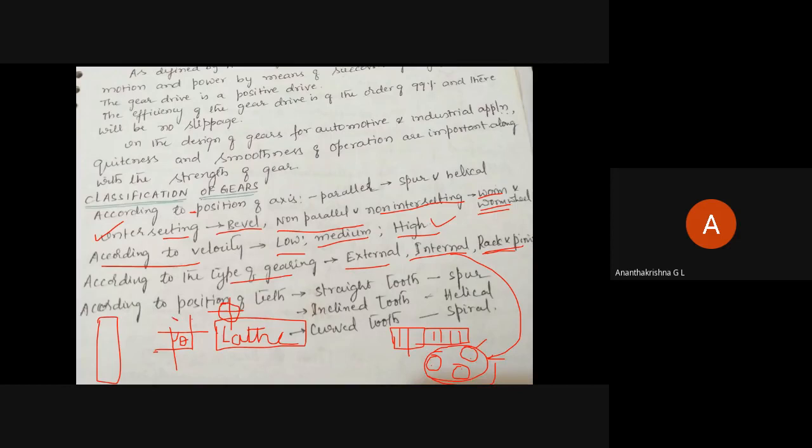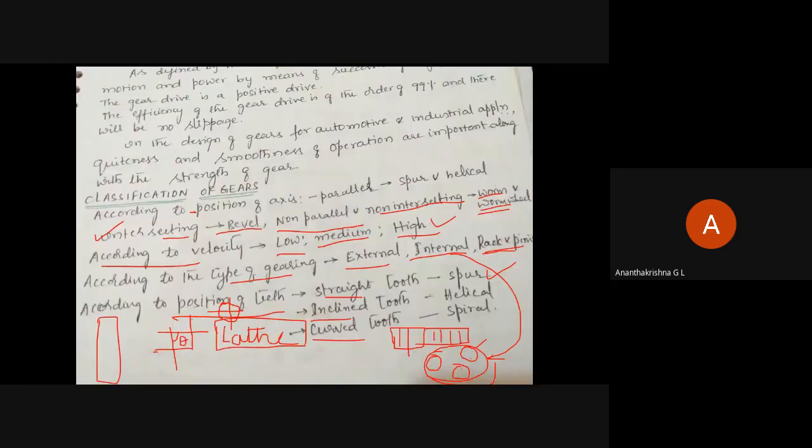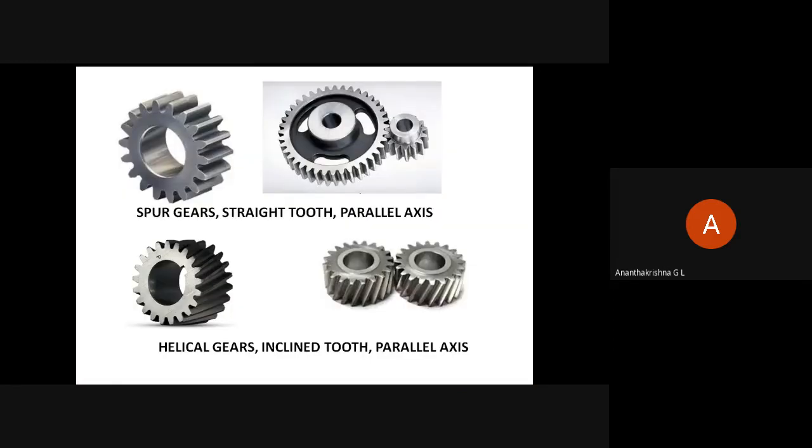According to the position of teeth, you have straight teeth, inclined teeth, and curved teeth. Under straight teeth we have the spur gear, and these are all straight tooth. So essentially a spur gear is a straight tooth type of gear. Then you have inclined tooth, which is essentially the helical gear, and curved tooth, which is called the spiral gear. So this is the classification of gears.